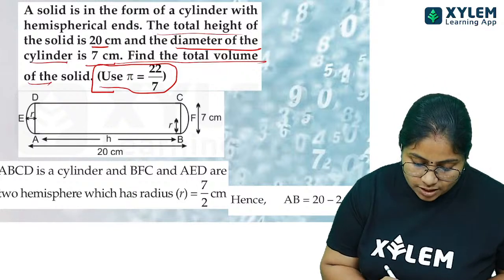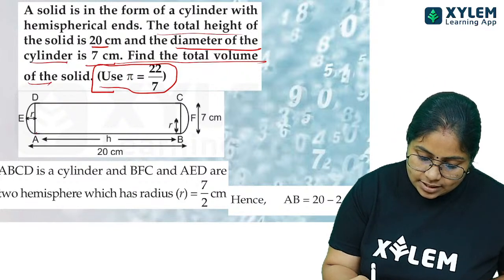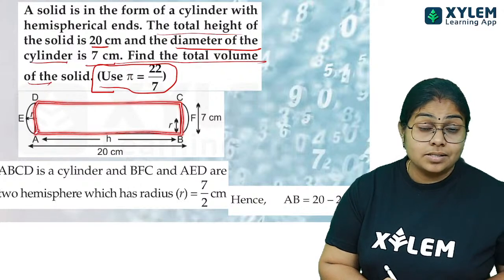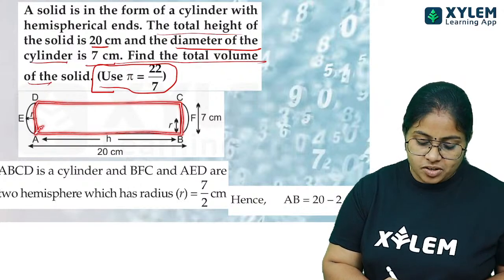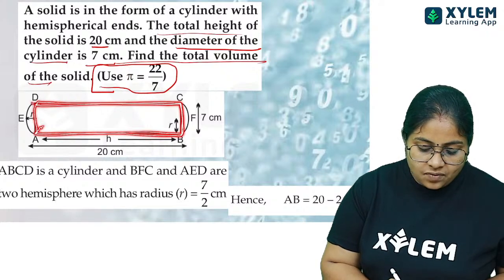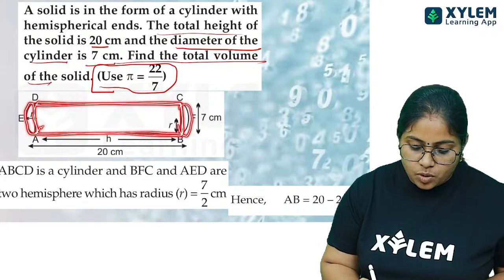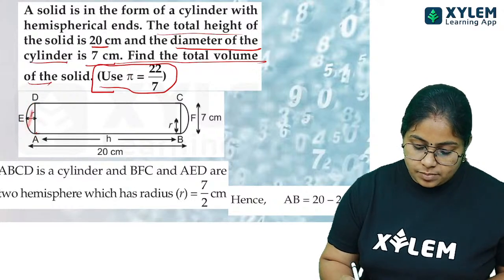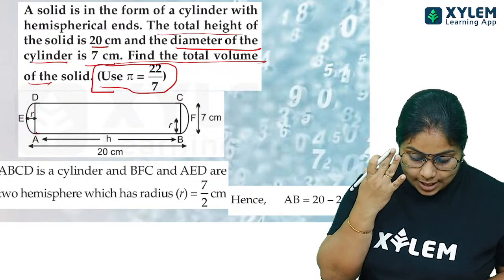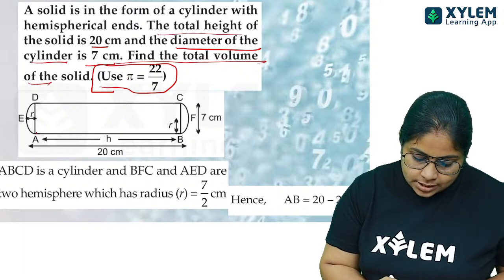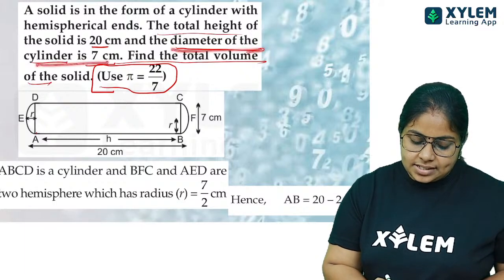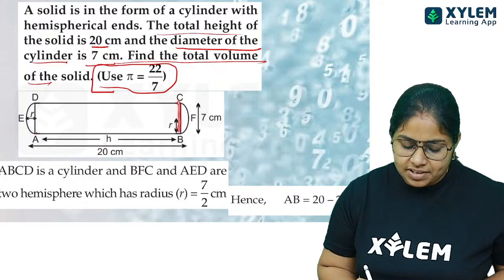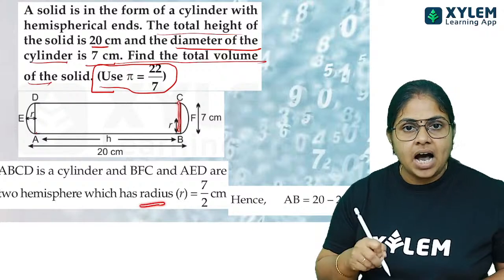First of all, here you can see this is the figure, and here this is the hemispherical portion, and this is the cylindrical portion. Here the two hemispheres are mounted, or the hemispherical portions are there. It is already given that the diameter of the cylinder is 7 cm. Diameter means the whole width is given, 7 cm. So its radius will be half of 7.